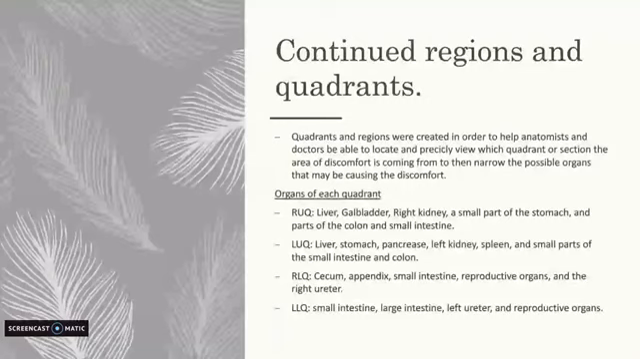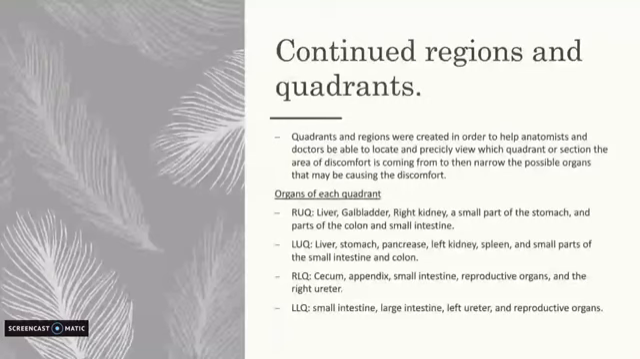Organs of each quadrant. The right upper quadrant holds the liver, gallbladder, right kidney, a small part of the stomach, and parts of the colon and small intestine. The left upper quadrant holds the liver, the stomach, the pancreas, the left kidney, the spleen, and small parts of the small intestine and colon.